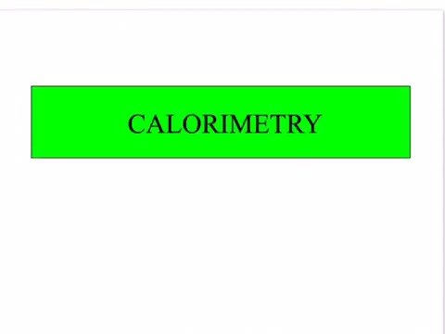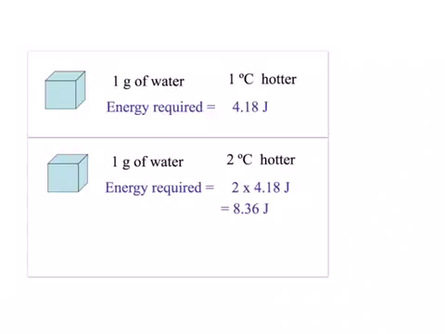In this lesson I'll be talking about calorimetry, but before I go into any specific details about calorimetry, I would like to explain the concept of specific heat capacity. If you look at the diagram above, we have 1 gram of water represented by this solid cube, and if I was to increase the temperature of 1 gram of water by 1 degree, the energy required would be 4.18 joules.